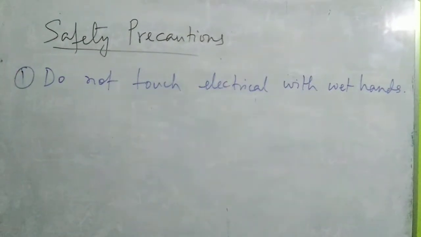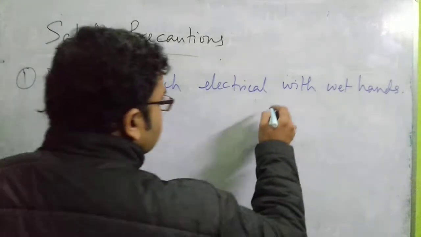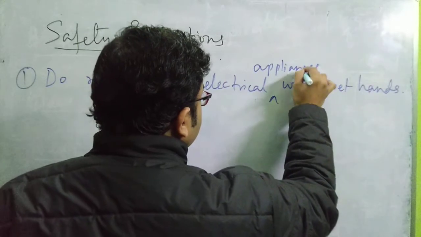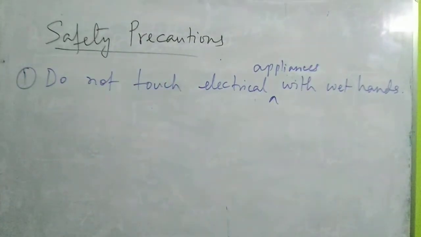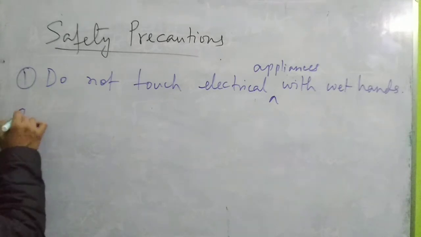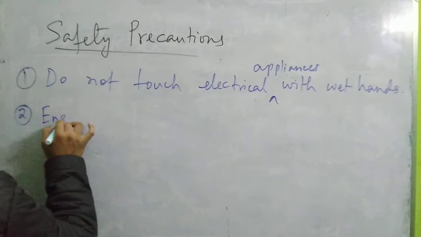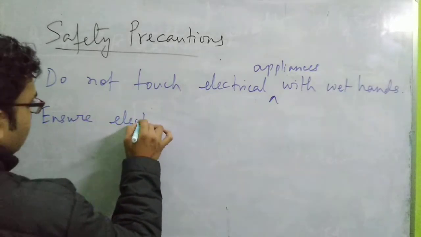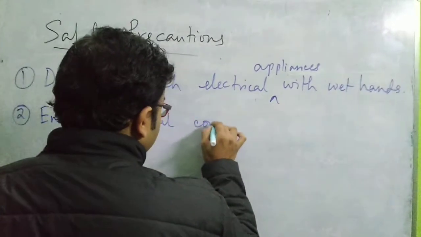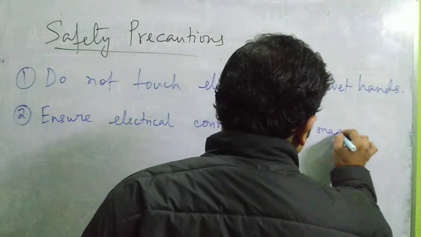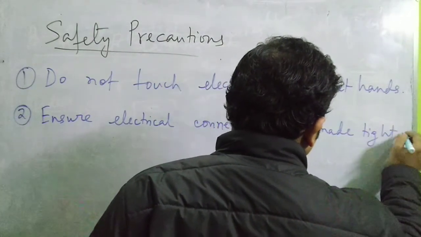You should not touch electrical appliances or a switch or plug, anything, with wet hands, first of all. Second, you should ensure that the electrical connections are tight. They are not loosely connected. You should ensure that the electrical connections are made tight. They must not be loose.